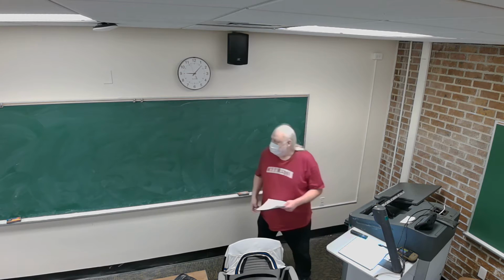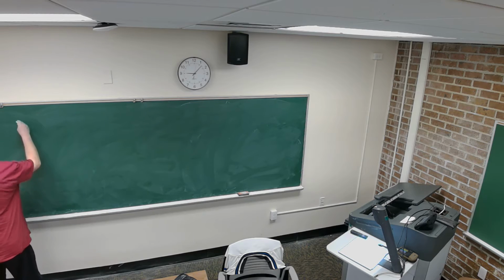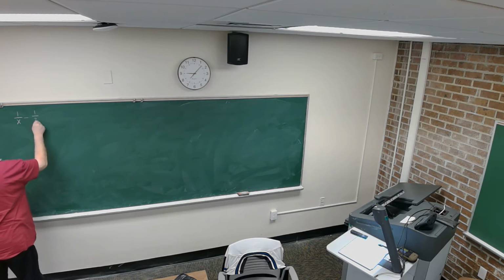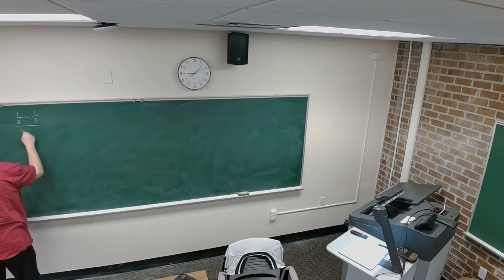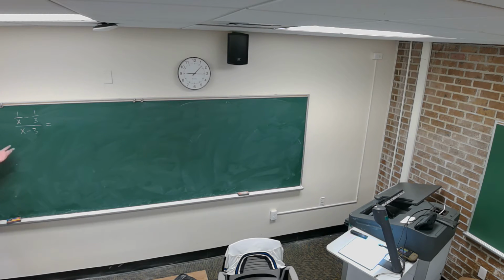Okay. All right. So we have the complex fraction 1 over x minus 1/3 over x minus 3. Now this is called a complex fraction because we have fractions inside a fraction. You see 1 over x is a fraction, 1/3 is a fraction, and then 1 over x minus 1/3 is the numerator in the bigger fraction, and x minus 3 is the denominator.